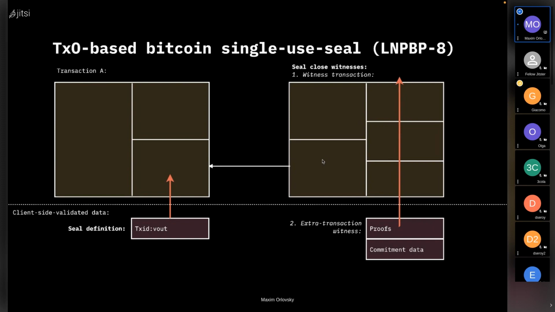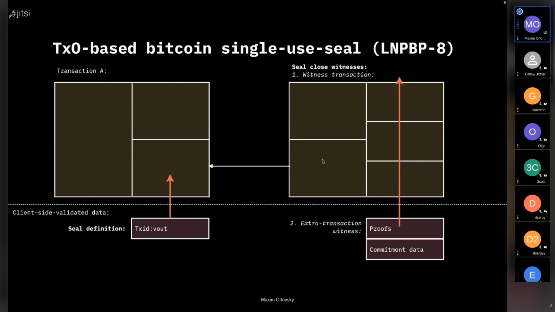From on-chain analysis, there is nothing that can be guessed that this transaction has some special meaning related to single-use seals. Only if you know that the seal was defined as the UTXO of the previous transaction, and if you have the witness consisting of certain proofs and commitment data, you will be able to verify that the seal was closed over a certain message. And basically, this proofs and commitment data should be generated from and related to that spending transaction.